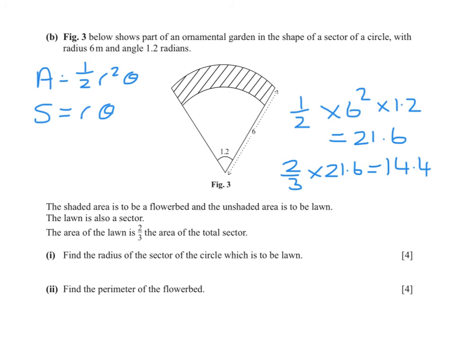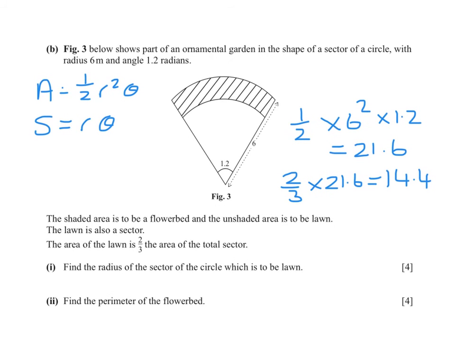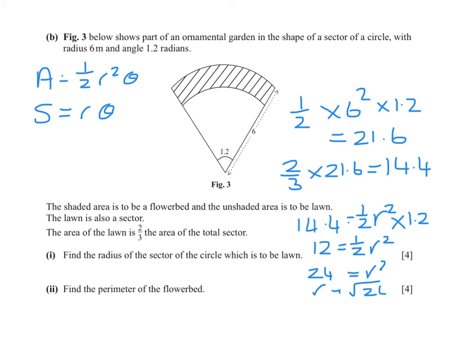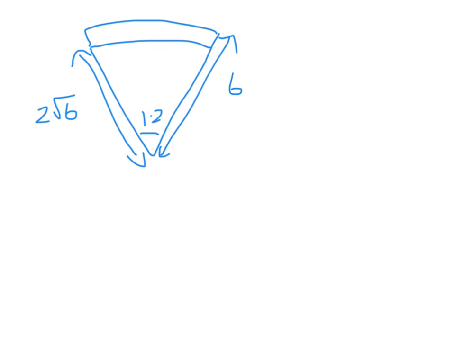The area of the lawn is 2/3, so 2/3 times 21.6, which is 14.4. So this area, 14.4, must be equal to 1/2 r squared and theta, which is 1.2. Dividing by 1.2, 12 equals 1/2 r squared. r squared is 24. r is the square root of 24. I'm going to give my answer as 2√6.